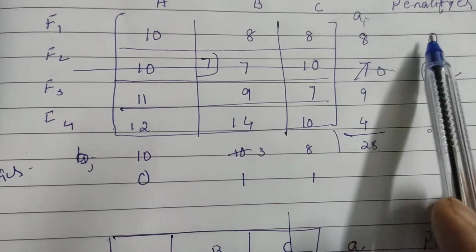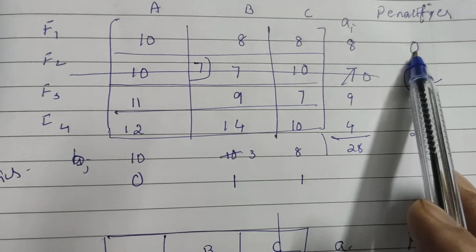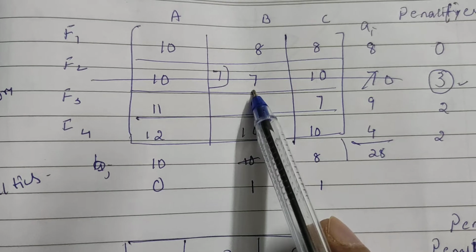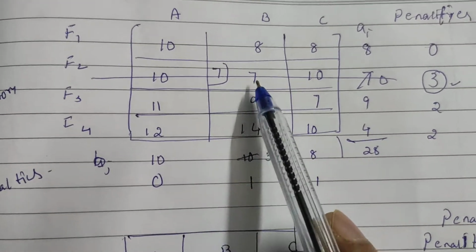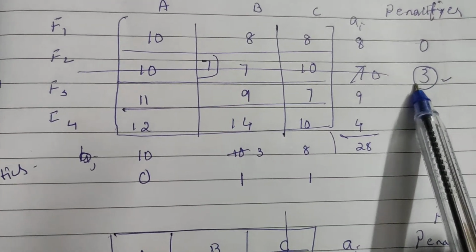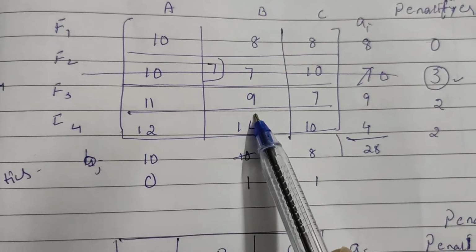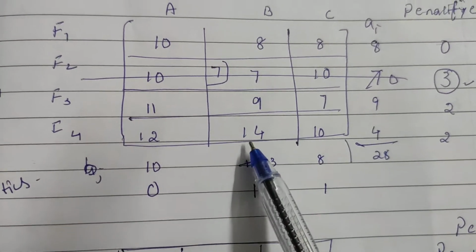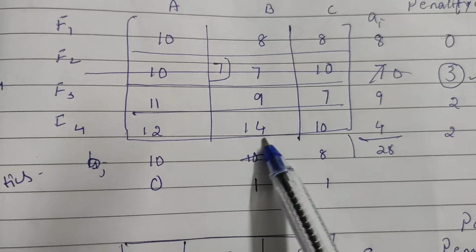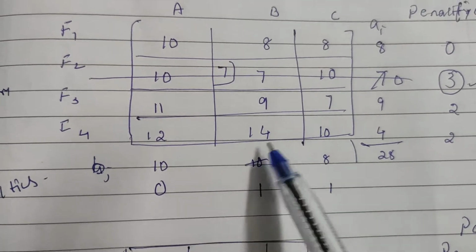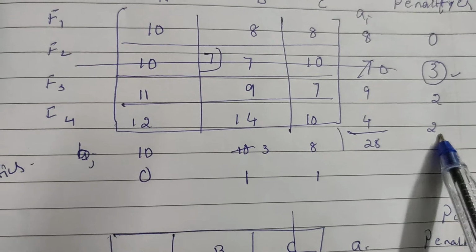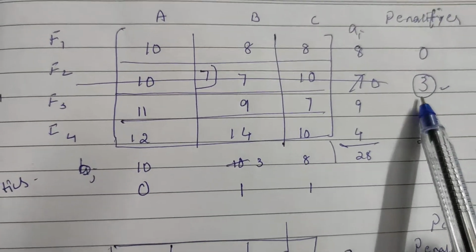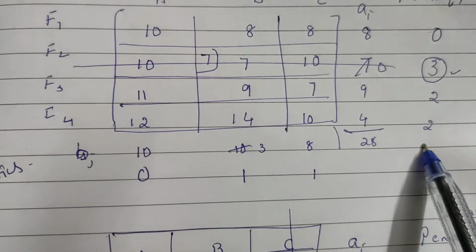So 8 minus 8 is equal to 0. The first penalty is 0. Second row: the first minimum cost is 7 and the second minimum cost is 10, so 10 minus 7 is equal to 3. Third row: 7 and 9, so the penalty is 2. Fourth row: 10 and 12, so 12 minus 10 is equal to 2. So the row-wise penalties are 0, 3, 2 and 2.